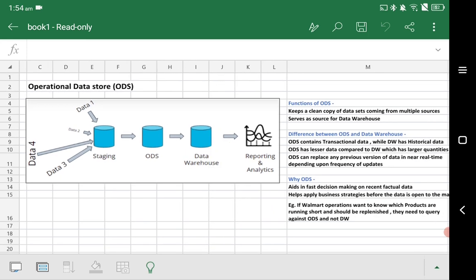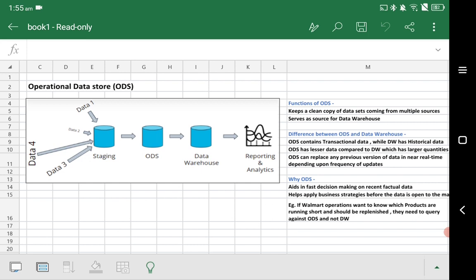ODS, as you see here, is called the operational data store. So what are the functions of ODS? Well, it helps keep a clean copy of the dataset that's coming from staging. And it also acts as the source for data warehouse because it's a layer prior to data warehouse. It is also a layer which helps to handle the integration of all the source datasets into a coherent relational database.